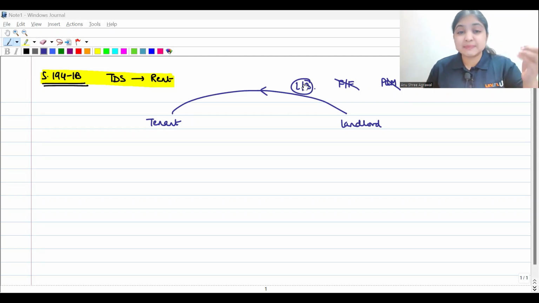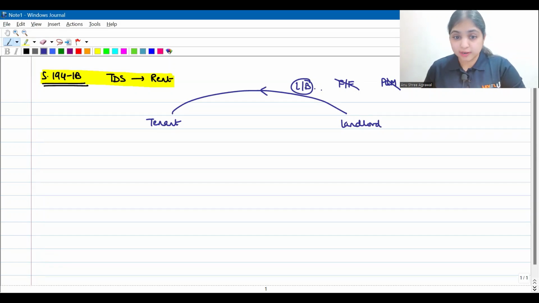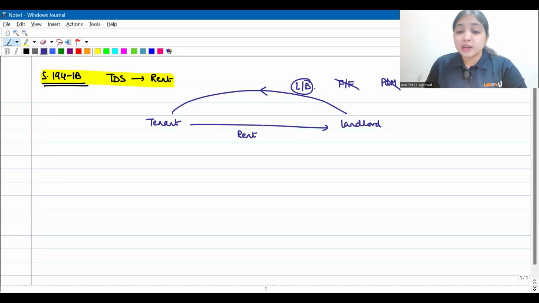So the first difference between Section 194I and 194IB is that 194I targets land, building, furniture, fixtures and plant machinery, whereas 194IB targets only land and building. So the landlord has given to the tenant some land or building on rent, and for this the tenant is going to pay rent to the landlord. Now this rent, if Section 194I is not applicable to this rent, only then I think about 194IB.